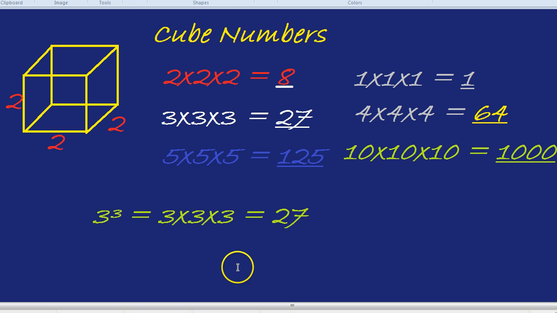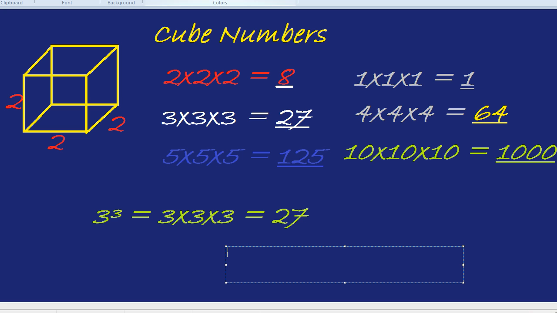What would you say that 4 cubed is? 4 cubed, go for it. Yep, it's 4 times by 4 times by 4, which is indeed 64. That's a little glimpse into cube numbers.